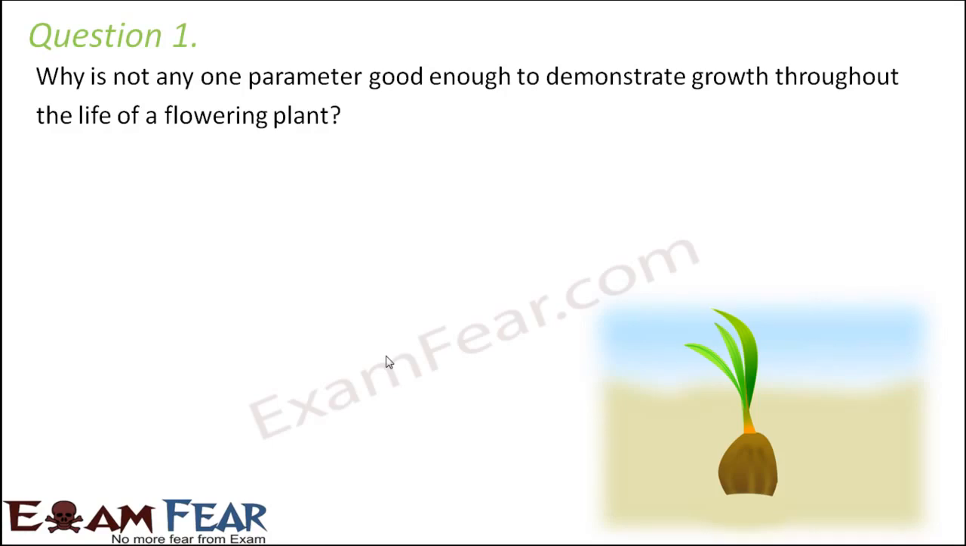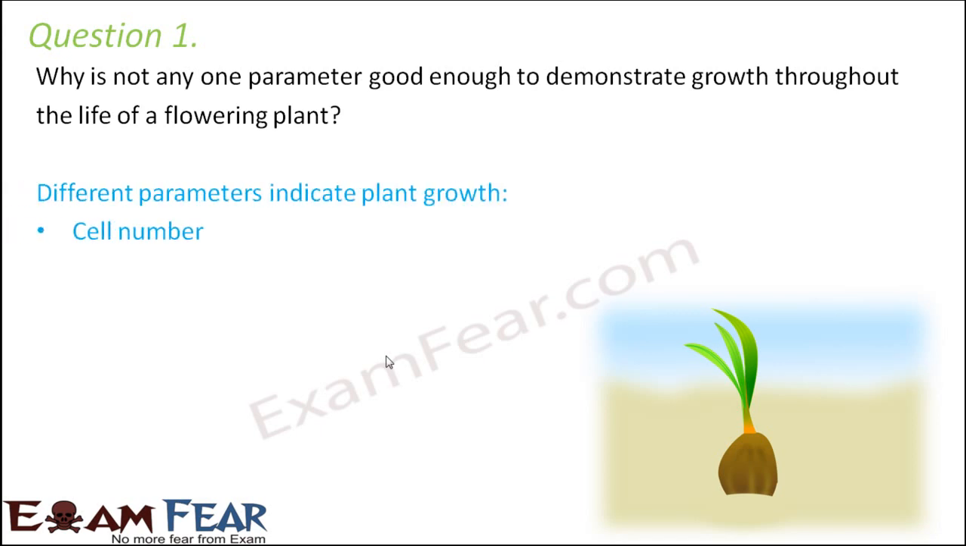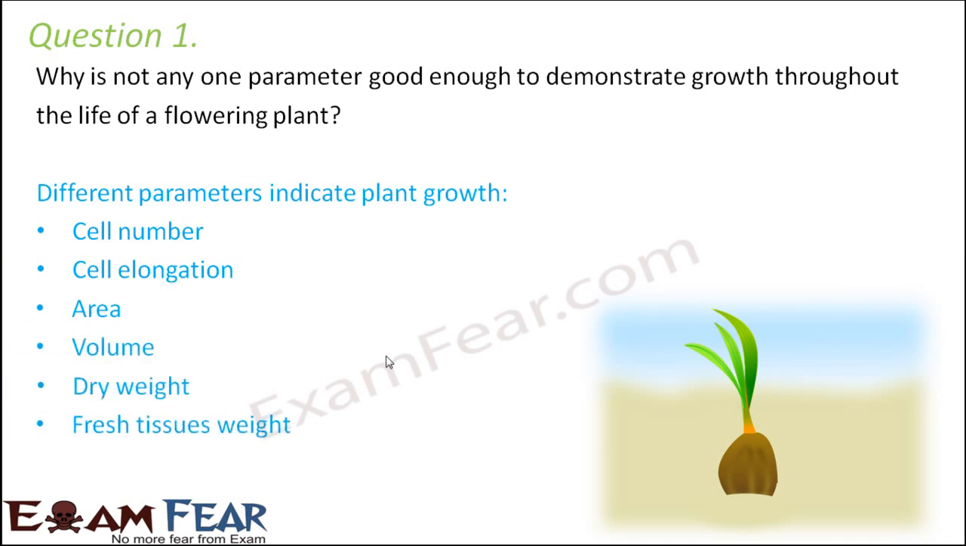Now, how do we measure this increase in protoplasm? There can be many very different parameters. Some of these parameters which indicate plant growth are the cell number, cell elongation, area, volume, dry weight, fresh tissue weight. When I say dry weight, you take the plant but you remove all the water from it and then you weigh it. So that is the dry weight. Sometimes there is an increase in the dry weight which also tells you that yes, there has been a growth. Similarly, the fresh tissue weight, that is along with water you weigh it and then you find an increase in the weight. So these are all different parameters which can indicate a plant growth.